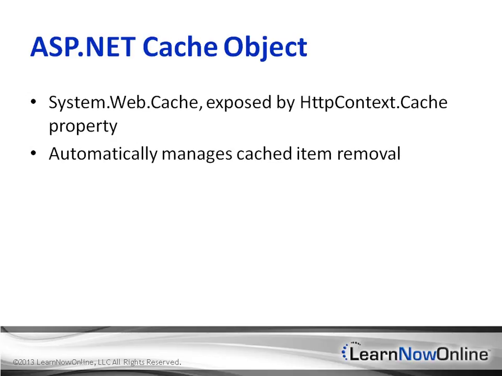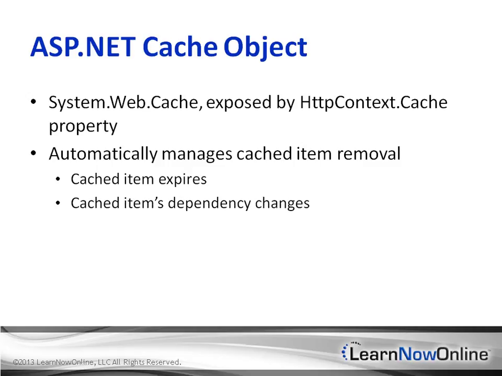ASP.NET automatically manages removal of cached items, notifying applications when it does that. So you can repopulate items, refreshing them. And what it does is it removes items when any of three things occur. The first is that the cached item expires. So you've set an expiration date and time on it. That time goes by, and so it's removed from the cache. Second option is when the cached item's dependency changes, and that invalidates the items that are linked to that dependency. So file changes, data within a SQL Server table changes, any of a number of things that you can set up to make the cached items dependent upon.